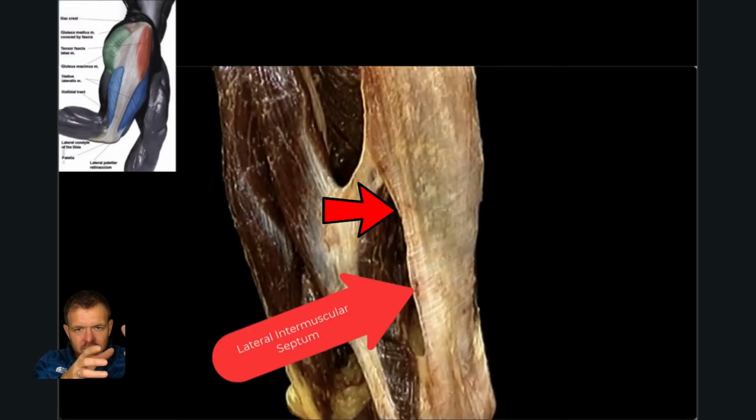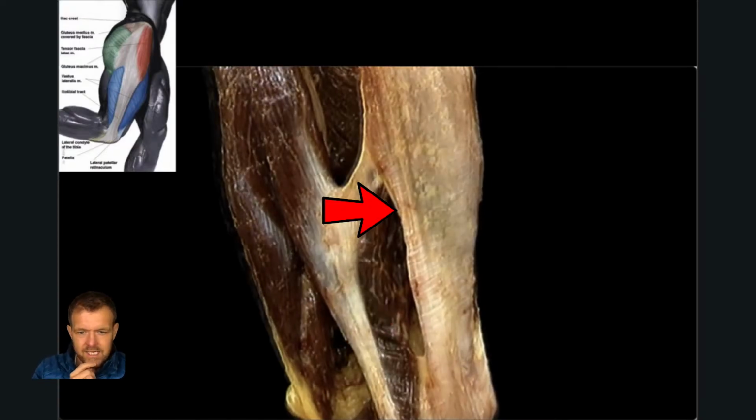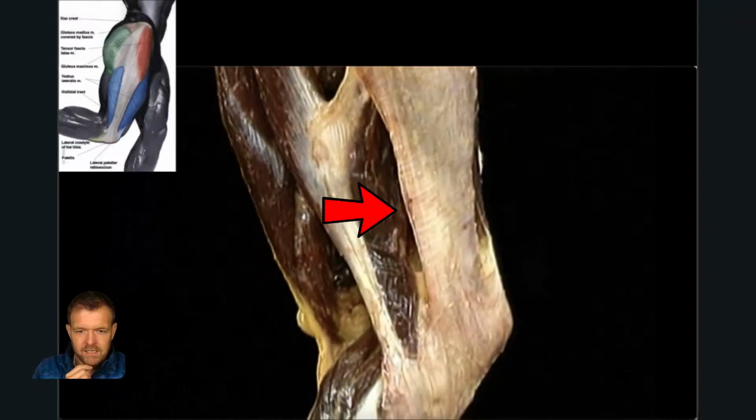Just like in the lower leg, where we had compartments of the lower leg, we've got compartments in the upper leg as well, around the thigh, and we're going to have a look at that in a second. I'll do that before we finish today.